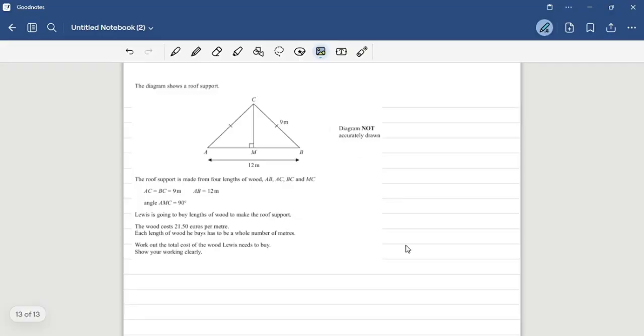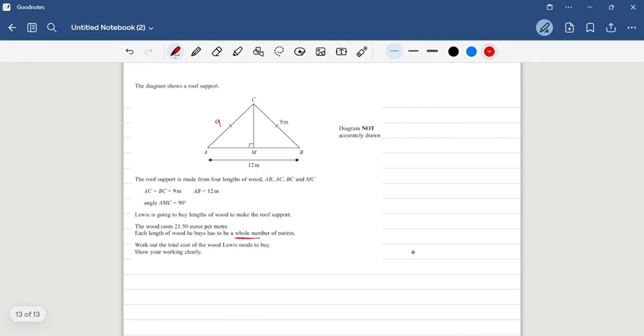As we can see here, this roof support is made from 4 lengths of wood. We have these 4 sides, and we have 2 sides which are equal. So if this side is 9, this will be 9 also. This is AB, which is equal to 12, and this angle is 90 degrees. He said that he is going to buy lengths of wood to make the roof support, and the wood costs this much per meter, and each length of wood has to be a whole number, so no decimal can be used.